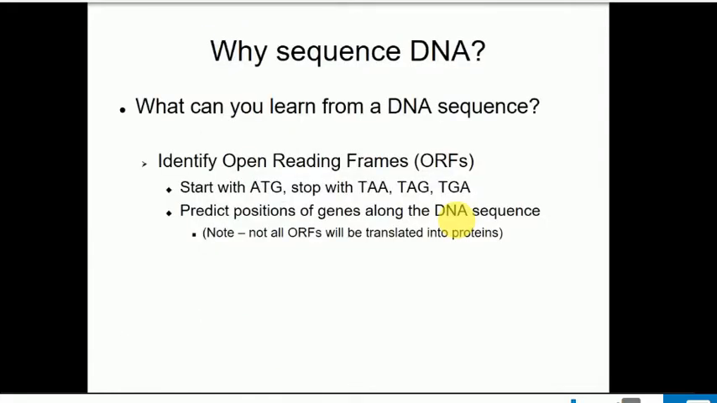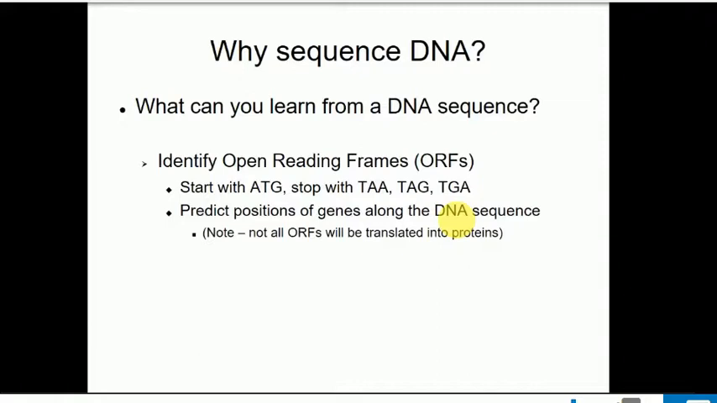So, importantly, the DNA sequence gives you the open reading frames. Those are the potential gene sequences. But note that not all open reading frames are translated into proteins. Note, too, the refinements. There are genes that start not with an ATG, but with a GTG, for example. It's rare, but it does happen.